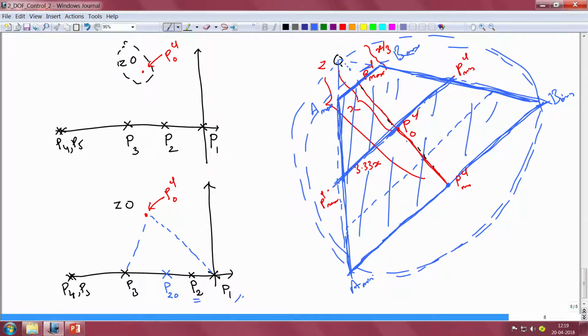Now, this circle which circumscribes the triangle Z A min B min will be approximately of the same diameter as the circle which encloses the quadrilateral A min, B min, A max, B max, because the points A max and B max are located fairly close to the point Z, but this circle is going to be slightly bigger. So, therefore, our design is going to be slightly conservative.